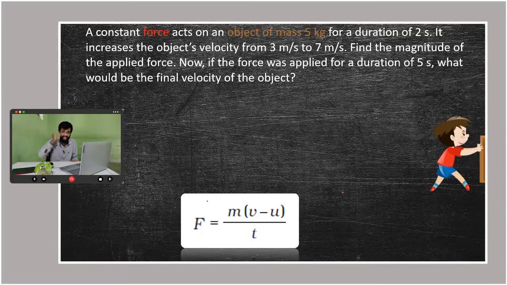Whatever answer you get after calculating, please don't forget to write it in the comment section so that we can check the answers. Okay, now the continuation of the problem. If the force was applied for a duration of 5 seconds, that means initially he pushed it for 2 seconds, now we are increasing the duration of force to 5 seconds. What would be the final velocity? How fast will the object move now? That is what we are trying to calculate. So after you have calculated the entire problem, all you have to do is change the duration of time to 5 seconds and then understand what the result will be.